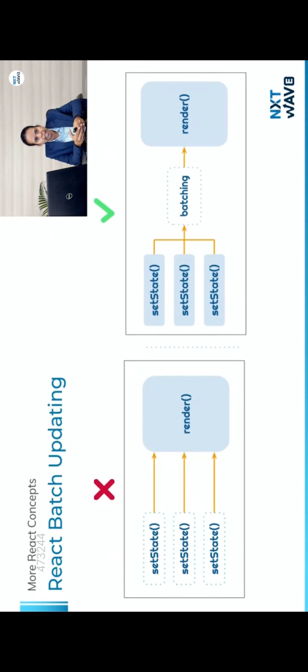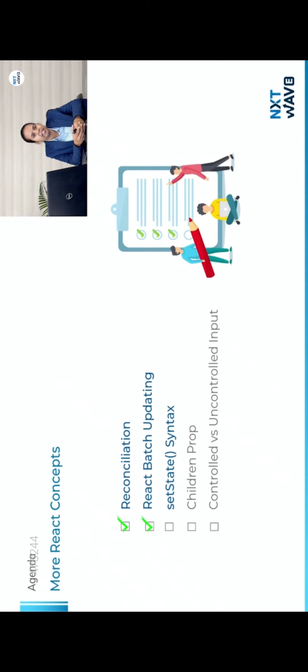So in React batch updating, instead of calling the render method for each and every set state call in the method, they are combined into a single update, that is, they are batched, and then the render method is only called once. This is the React batch updating. Because of this, the performance of the websites will increase. So we are done understanding this concept.